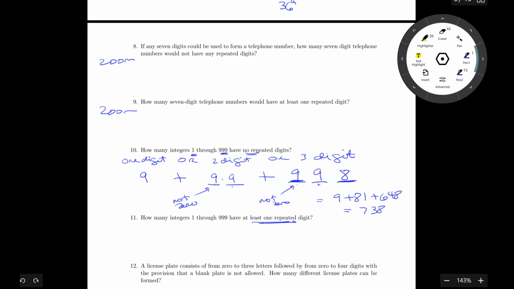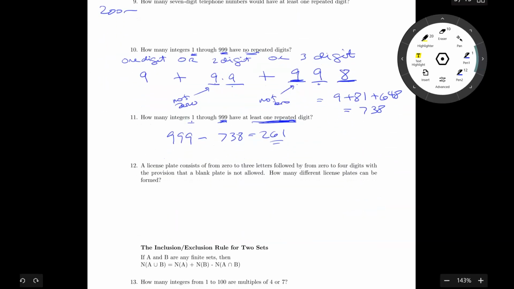Okay, so how many integers from 1 to 999 have at least one repeat? So that's all of them. 999 is all of them. Subtract 738. So there's 261 that have at least one repeat. All right, so let's do this. This one's a little challenging, so let's do this one together.